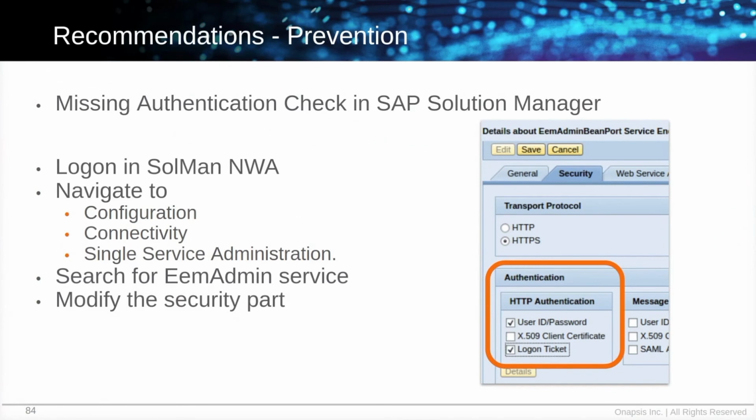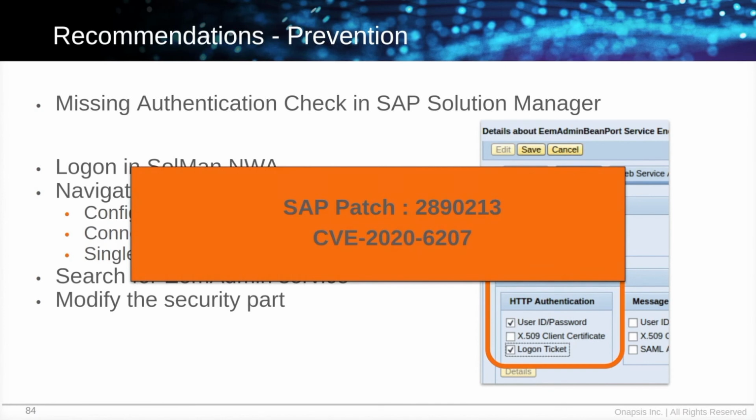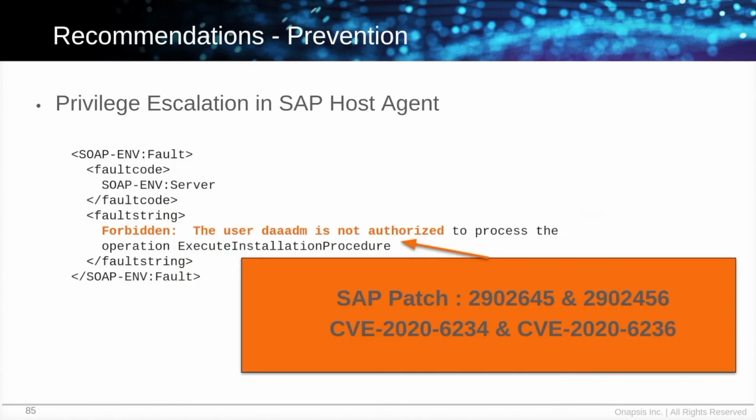So starting with prevention. For the EEM application, there is a step that you can do, which is really manual. You just go to the Solution Manager, to the configuration of your application, and you are able to add authentication to this application. Of course, this is not the full patch. This is just a half patch. If you are able to, and you should do it, you should go for the full patch that was released by SAP in March.